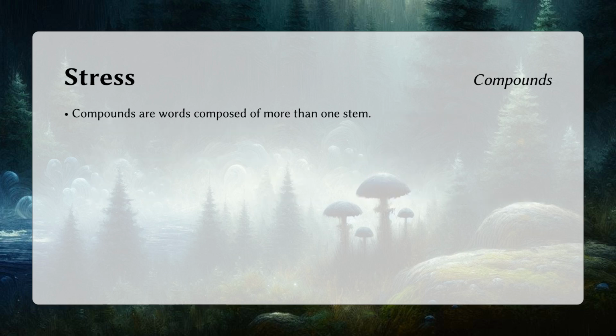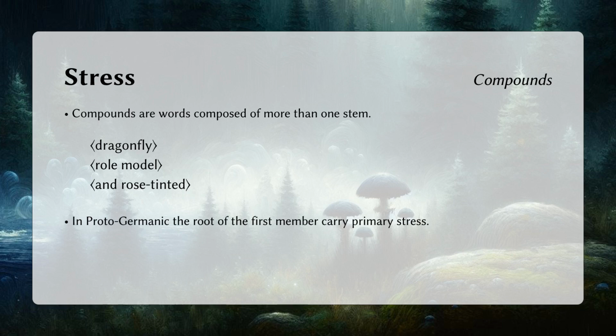Compounds are words that are composed of more than one stem. English orthography is not a role model when it comes to how to write compounds. For example, dragonfly, role model, and rose-tinted are all compounds even though they are written differently. In other languages, all compounds might be written as dragonfly is in English, and that's how we do it in reconstructed Proto-Germanic. In a Proto-Germanic compound, the root morpheme of the first member carries the primary stress, and that of the last member will carry a somewhat weaker secondary stress.